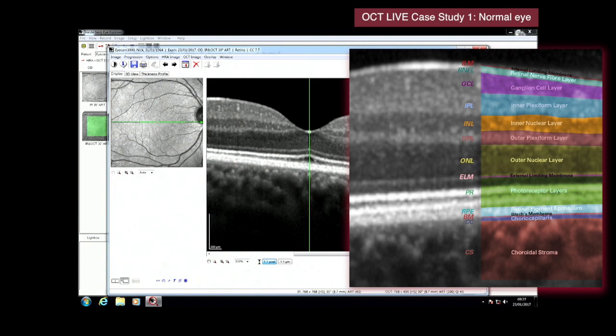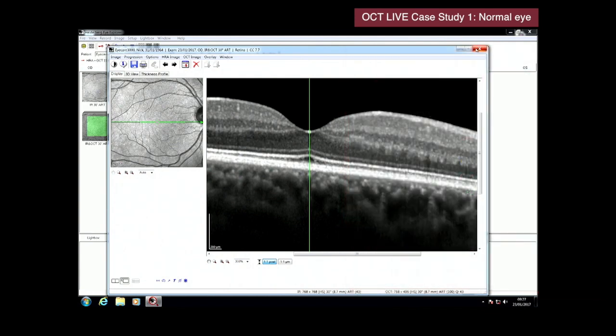Then we've got the outer segments of the photoreceptors, the RPE photoreceptor interdigitation, and then finally the Bruch's membrane RPE complex. We can't see Bruch's membrane as a separate layer in normal subjects, but in pathology we can sometimes identify Bruch's membrane separately. And finally, you can see the large choroidal vessels. Okay, so that's the normal structure.